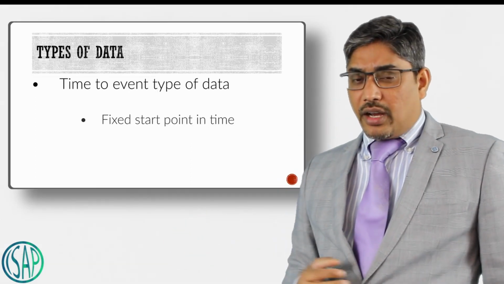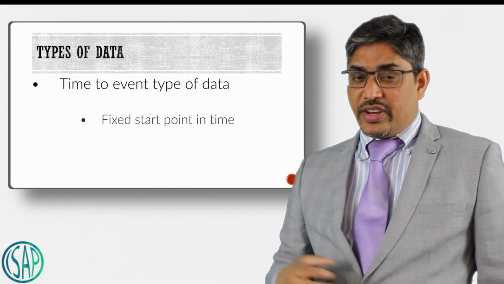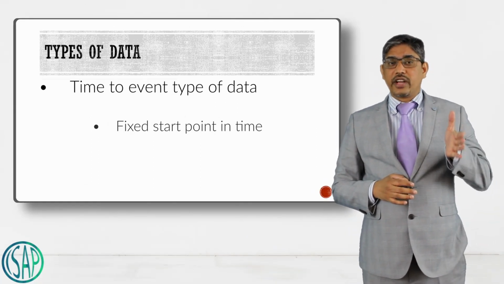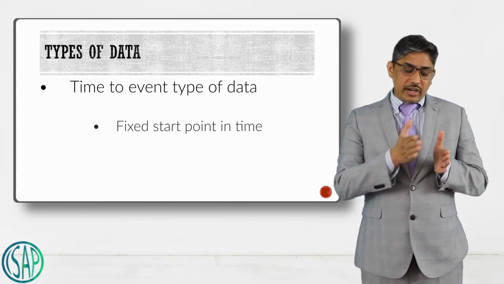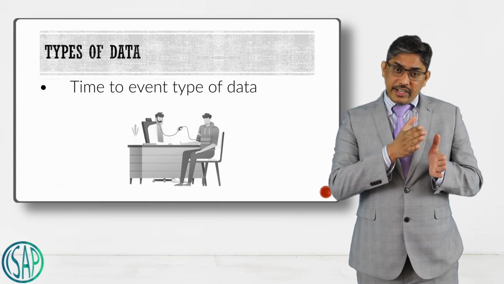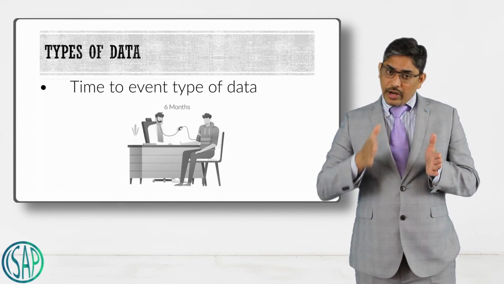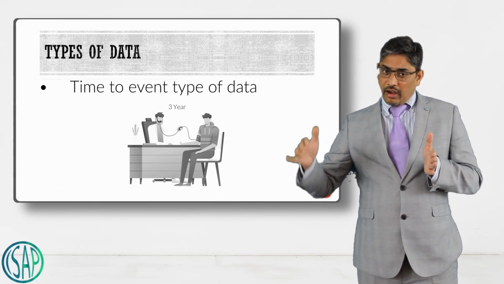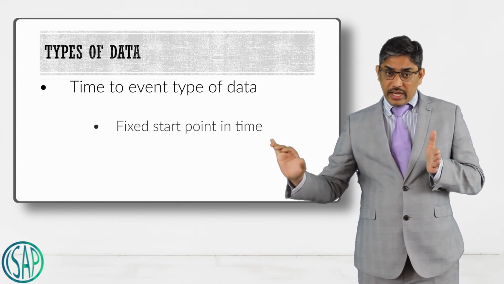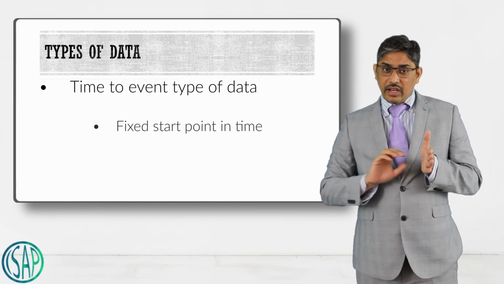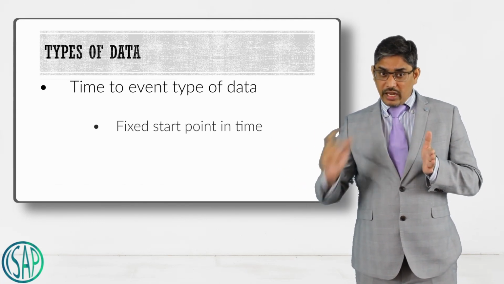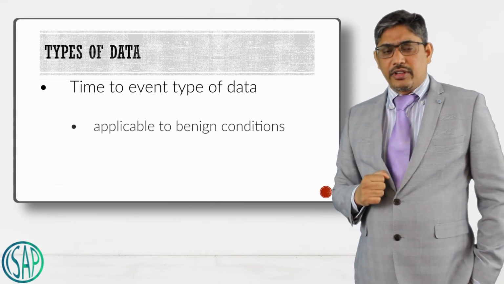The other type of data we encounter, which is a special data, is time to event data. You have a starting point in time. For example, when a patient undergoes cancer resection, the patient is under intense surveillance at 6 months, 1 year, 2 year, 3 year, 4 year, and 5 year. If any event happens while he's under surveillance, such as recurrence or mortality, then that is classified as an event, time to event. This can be applied even for benign conditions.